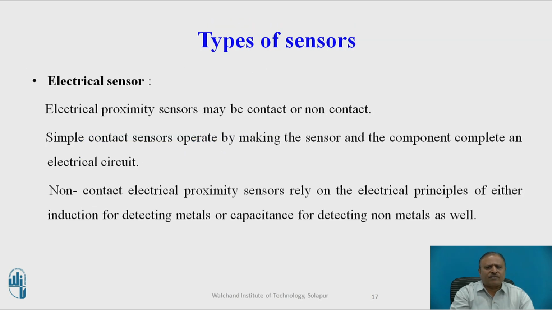Now there are so many types of sensors. We are going to see one by one. The first one is electric sensor. Electric proximity sensor may be contact or non-contact. Simple contact sensors operate by making the sensor and the component complete an electrical circuit. Non-contact electrical proximity sensors rely on the electrical principles of either induction for detecting metals or capacitance for detecting non-metals as well.